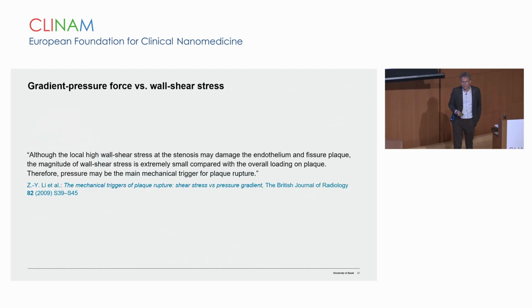And these pressure gradient forces seem to play a quite important role, and that was pointed out by Lee and co-workers already in 2009, who have investigated the mechanical triggers of plaque rupture, and have had a look already at this interplay. And they claimed that although the local high wall shear stress at stenosis may damage the endothelium and the fissure plaque, the magnitude of wall shear stress is extremely small compared to the overloading on plaque. Therefore, pressure may be the main mechanical trigger for plaque rupture. And that is also my personal opinion here.